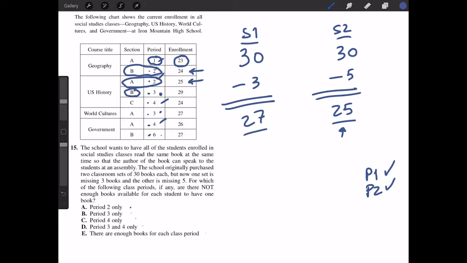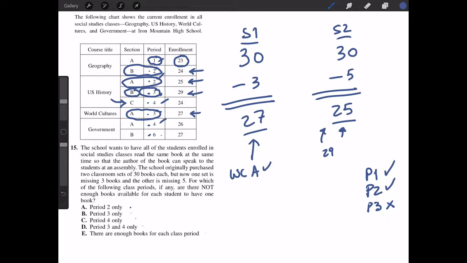Be careful here. So period 3 has U.S. history, section B, that's period 3 right here. And then you have world cultures, section A, in period 3 as well. So in one of the classes we have 29 students, and in the other one we have 27. So say the first set here, the one with the most number of books, will satisfy world cultures, section A. But that leaves U.S. history with 29 students, not enough books. So period 3 is a problem. So we mark that here on our little list.